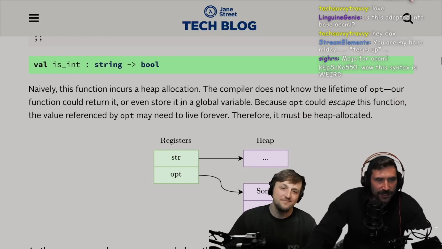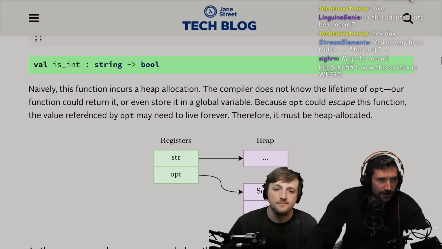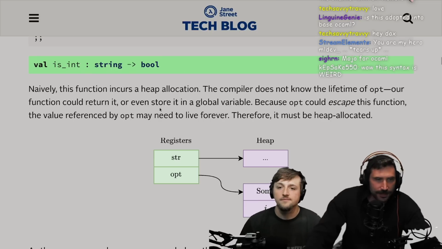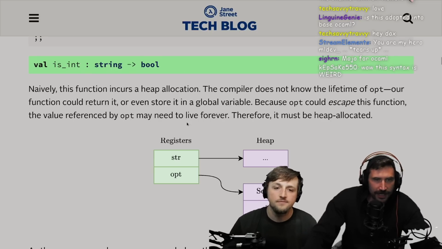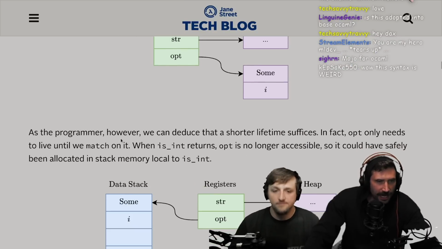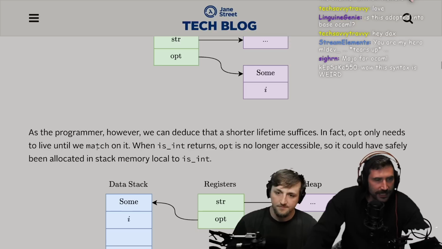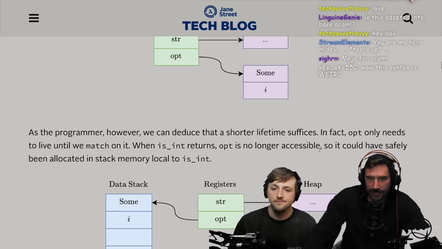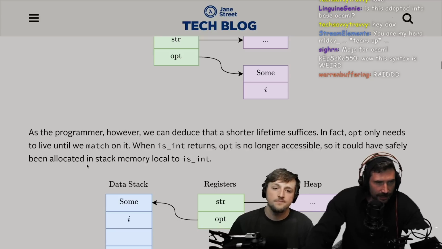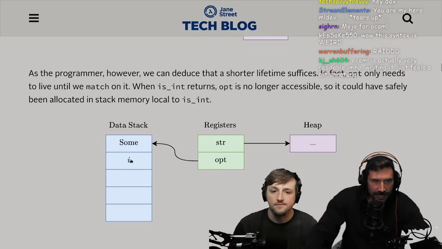Yes. Naively, this function incurs a heap allocation. The compiler does not know the lifetime of opt. Our function could return it, or even store it in a global variable. Because opt could escape this function, the value referenced by opt may need to live forever. Therefore, it must be heap allocated. Okay, that makes sense. As a programmer, however, we can deduce that a shorter lifetime suffices. In fact, opt only needs to live until we match on it. When isInt returns, opt is no longer accessible, so it could safely be allocated in stack memory local to isInt.